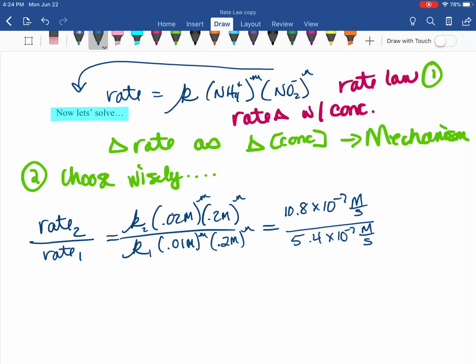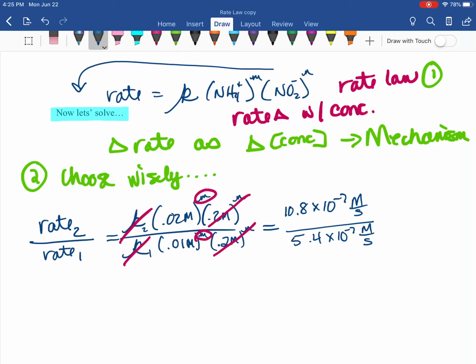Okay, now check it out. This is why we choose wisely. Look at this. Your rate constant will be the same because it's the exact same experiment. This concentration is the same. We just canceled that whole piece. And now, what's different here, we get to solve for m.